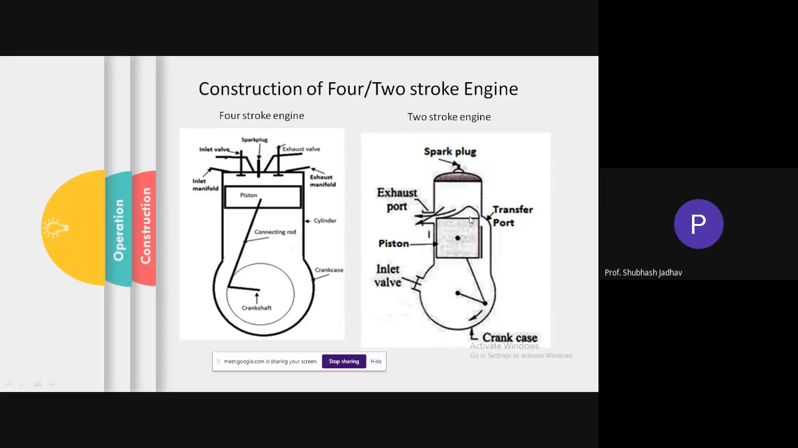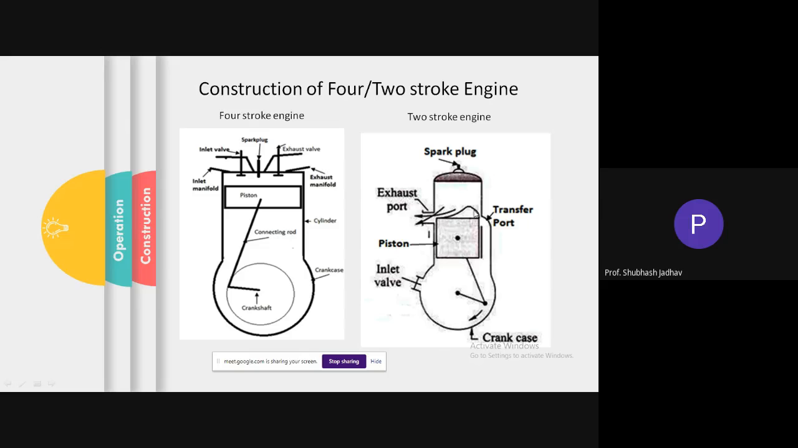Otherwise, what will happen if this is not there? If this projection is not there, whenever it is moving down, this port will get opened, and there is a tendency that the gases can flow directly. It will not occupy this region. It will have a tendency to directly go out. It will come in through the transfer port and go out through the exhaust port directly. So in order to make it occupy this region, what we have done, we have provided a projection on the upper side of the piston.